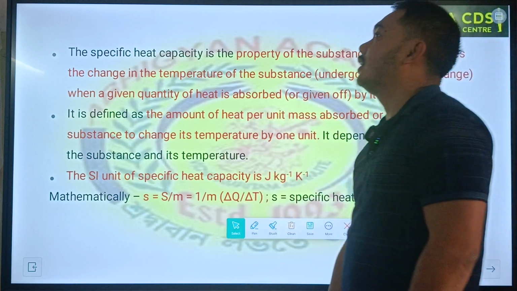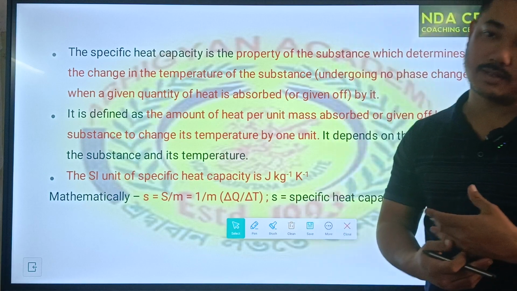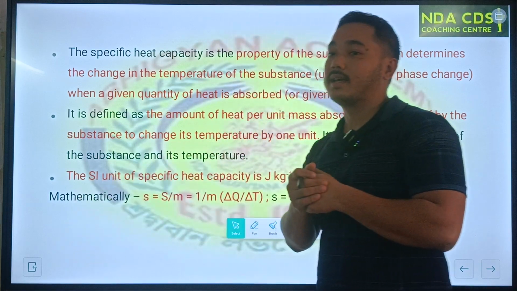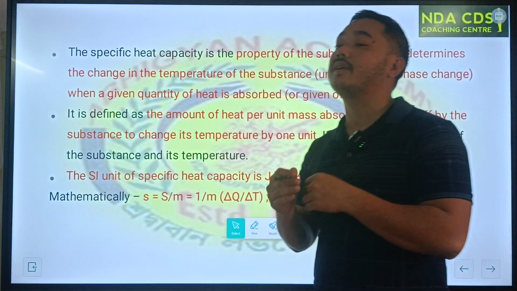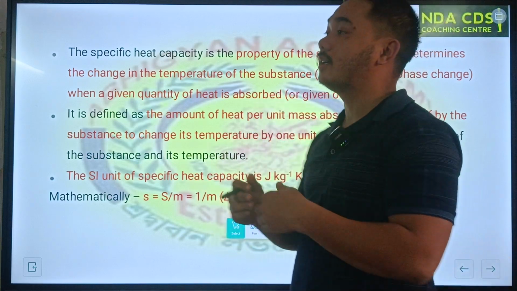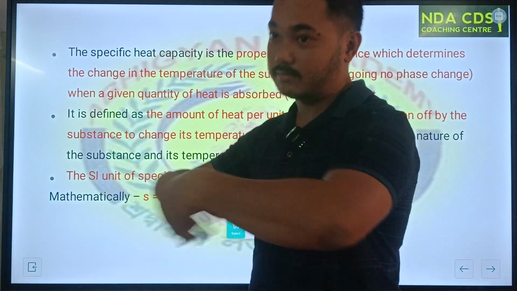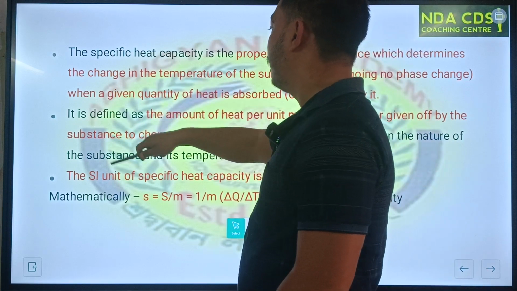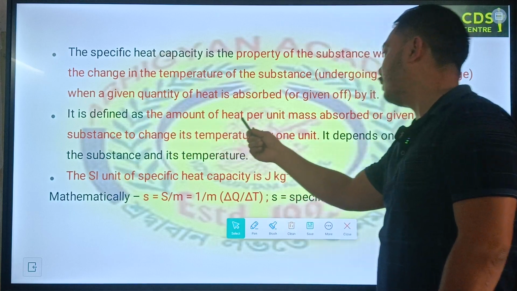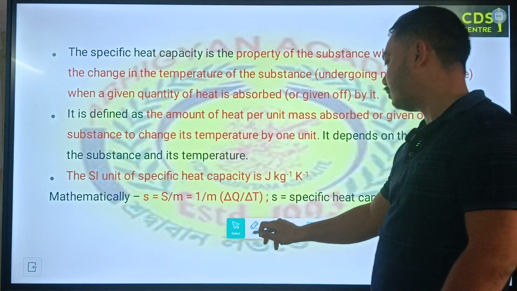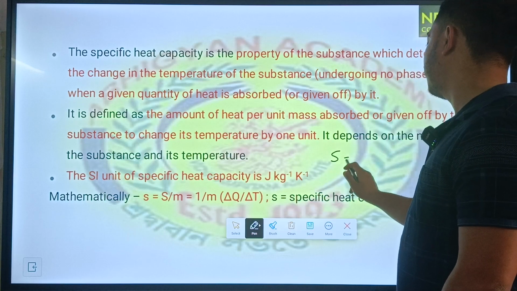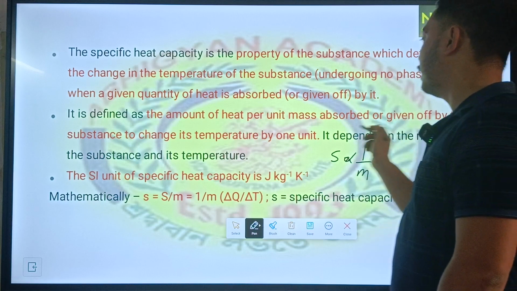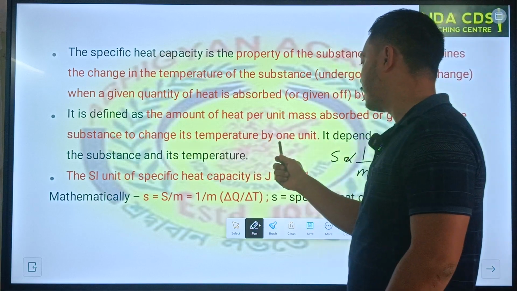Meaning, when heat is provided to a substance or material, how much heat that material is accepting, what quantity of heat is being accepted or given off, that is what we call the specific heat capacity. Also, you can define it as the amount of heat per unit mass absorbed or given off by the substance to change its temperature by 1 unit.